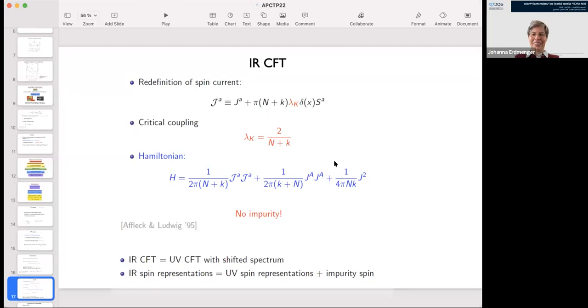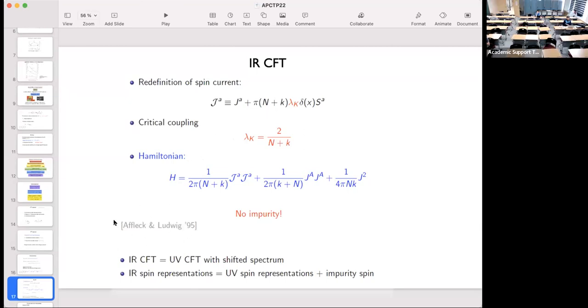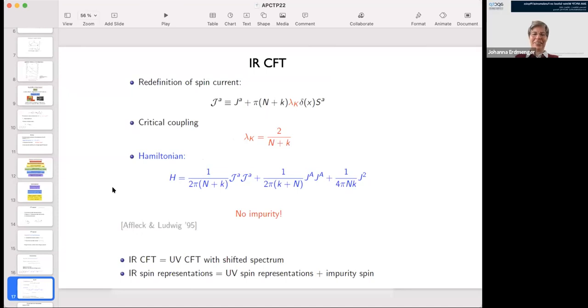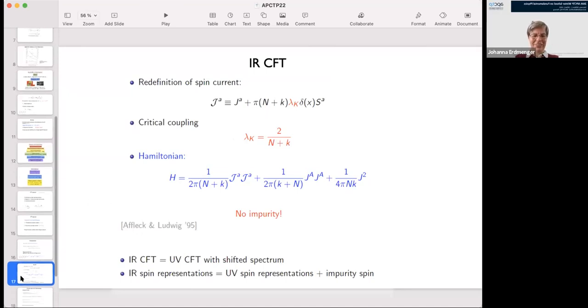But I am pretty sure that this construction works for any value of n and k. I do not say it's not correct for any; I just said how you take the limit. It's a different question. Okay, I will talk about large n on the next slide, actually.